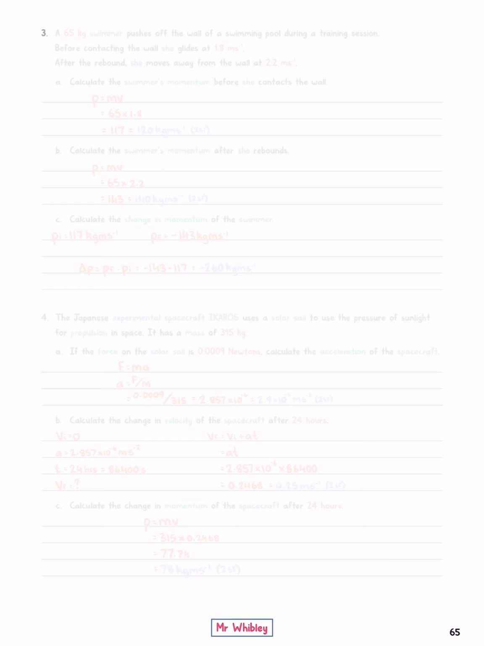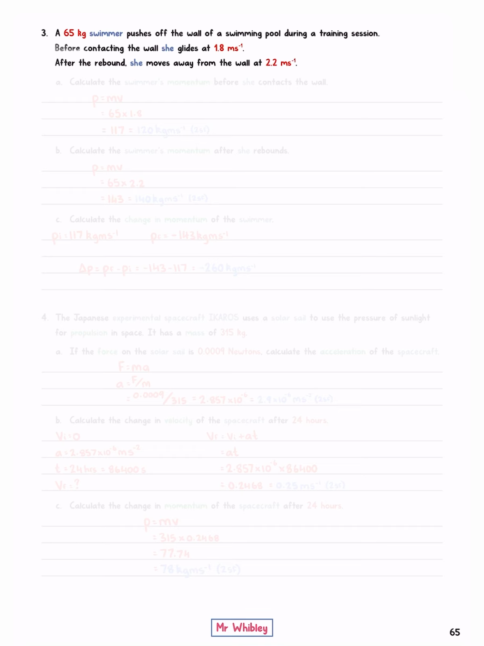Question 3. A 65 kilogram swimmer pushes off the wall of a swimming pool during a training session. Before contacting the wall, she glides at 1.8 meters per second. After the rebound, she moves away from the wall at 2.2 meters per second. Calculate the swimmer's momentum before she contacts the wall.